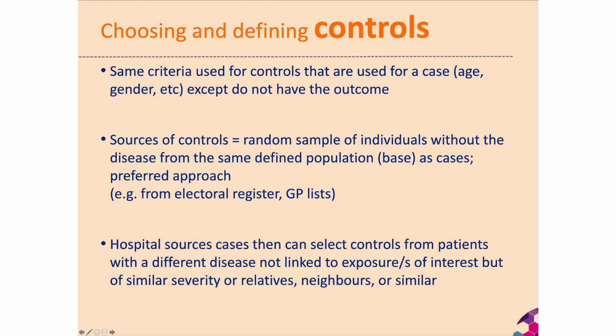Hospital source controls is also another way to do it, where you use the same hospital where the cases come from to find the controls. You look for people who are similar to the cases but don't have the health problem and choose them as your controls. They could also be relatives, they could be neighbours, or members of the same community where the cases live. So there's a range of different ways of identifying suitable control participants.